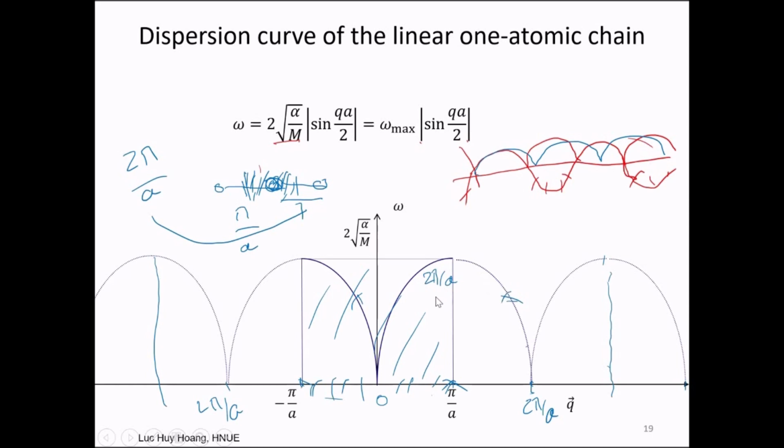Cái 2π/a thì có nhiều cách lấy, từ 0 đến 2π/a, nhưng tôi thích lấy từ −π/a đến π/a. Lý do các bạn biết rồi, −π/a đến π/a chính là vùng Brillouin thứ nhất. Như vậy toàn bộ sự phụ thuộc ω theo q có thể mô tả trong vùng Brillouin thứ nhất. Đấy, thế thì chúng ta ngồi đây nhìn xem trong này phụ thuộc thế nào.